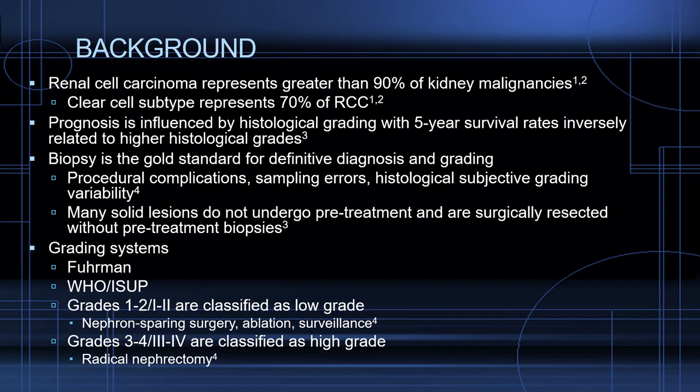I would like to begin by presenting a brief background on renal cell carcinoma, which represents greater than 90% of kidney malignancies. Of these, the clear cell subtype represents 70%, with the remainder represented by papillary and chromophobe subtypes. The clear cell demonstrates the most aggressive behavior, with prognosis defined by 5-year survival rates, which are inversely related to the histological grade at time of diagnosis.